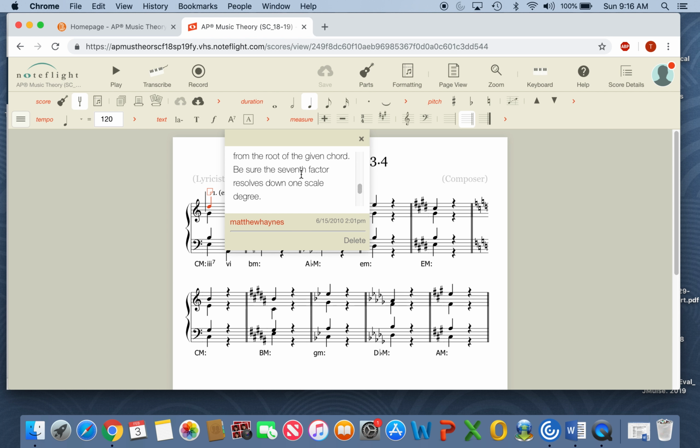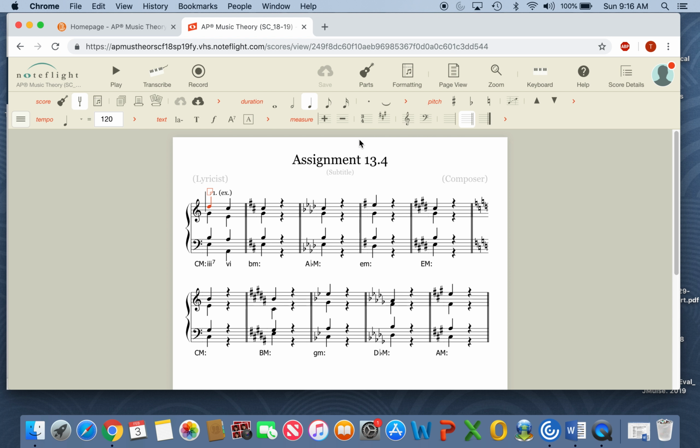Make sure the seventh factor resolves down 1 scale degree. 7 goes down 1. Make it happen. Enter the Roman numerals for both the given chord and its resolution. Okay, so let's go into it.